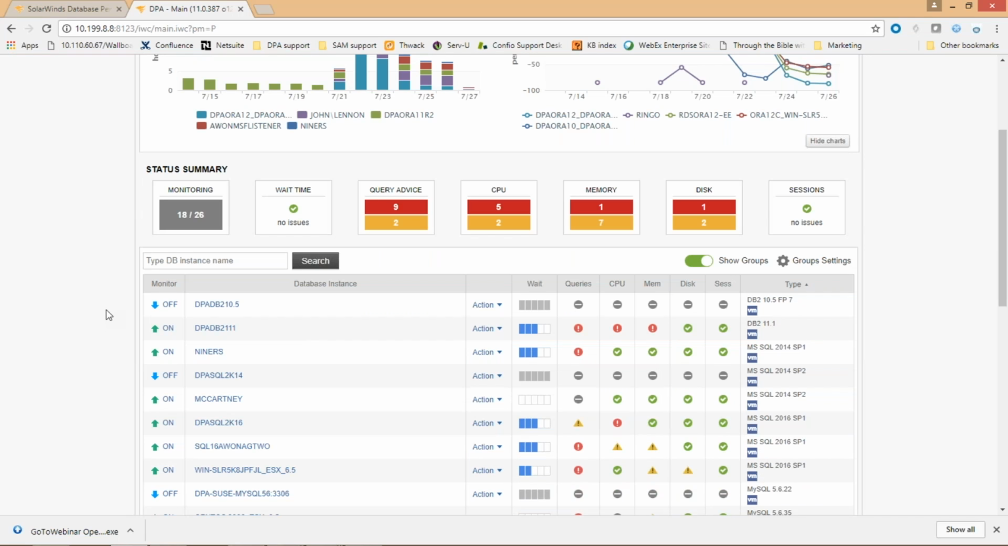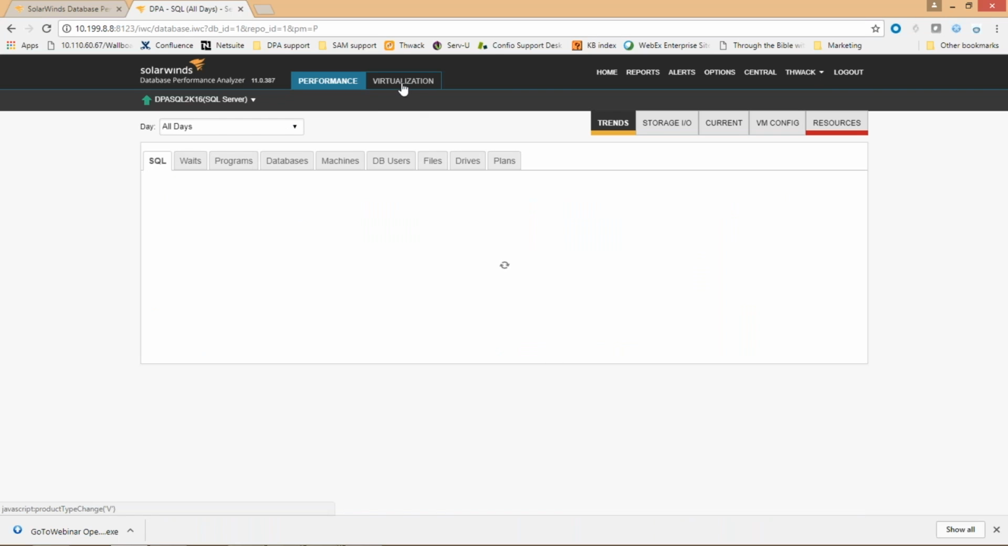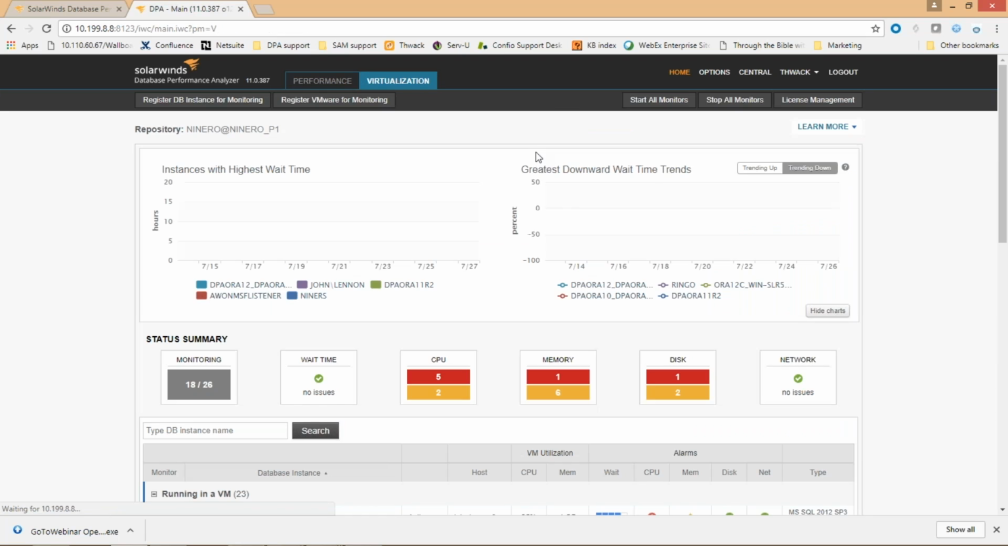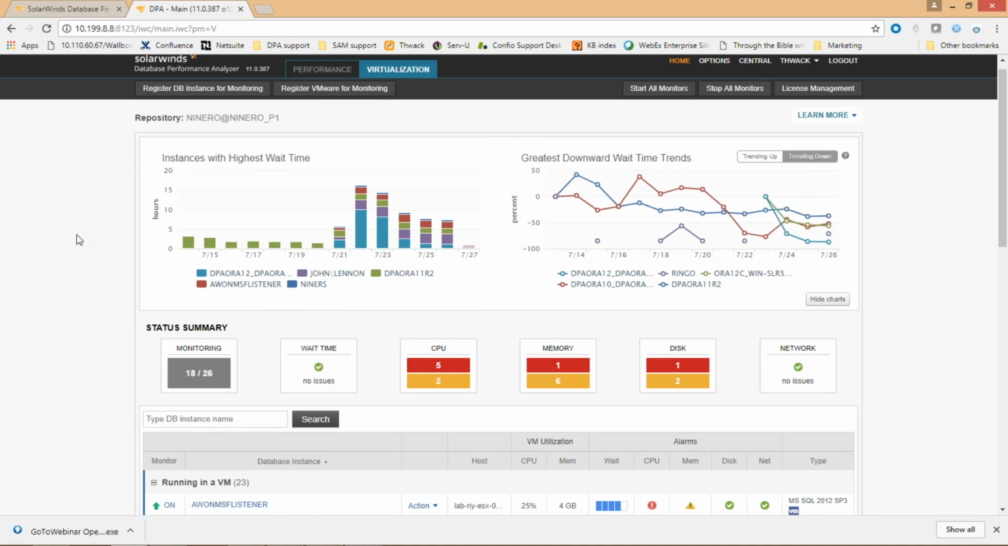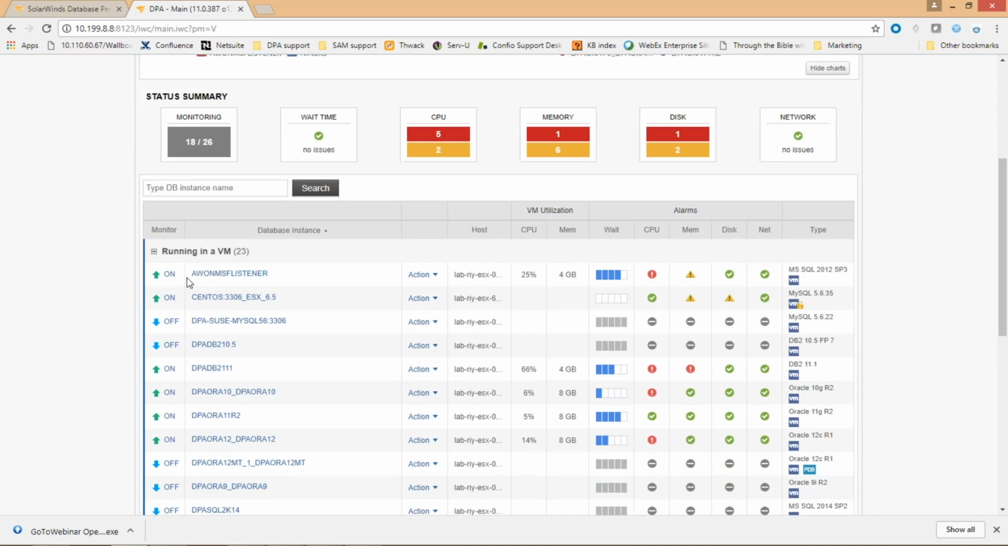Yeah, great question, and the answer is absolutely. So if you're running on VMware, we support the VMware hypervisor. We don't currently support Hyper-V. So if you are on Hyper-V, there is another product that SolarWinds offers called vMan that can monitor that kind of environment. But in the DPA case, let's go ahead and see what that looks like. So I'm going to click on the virtualization tab, and I'm going to click on one of the instances that is on there.